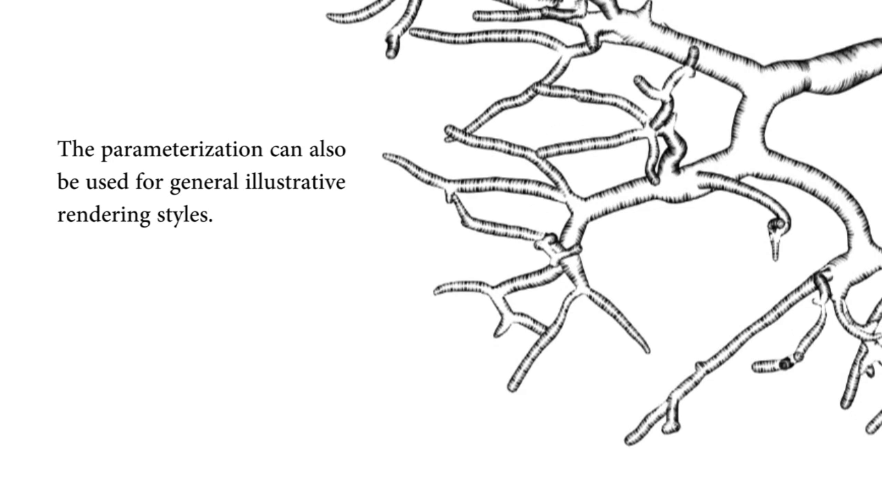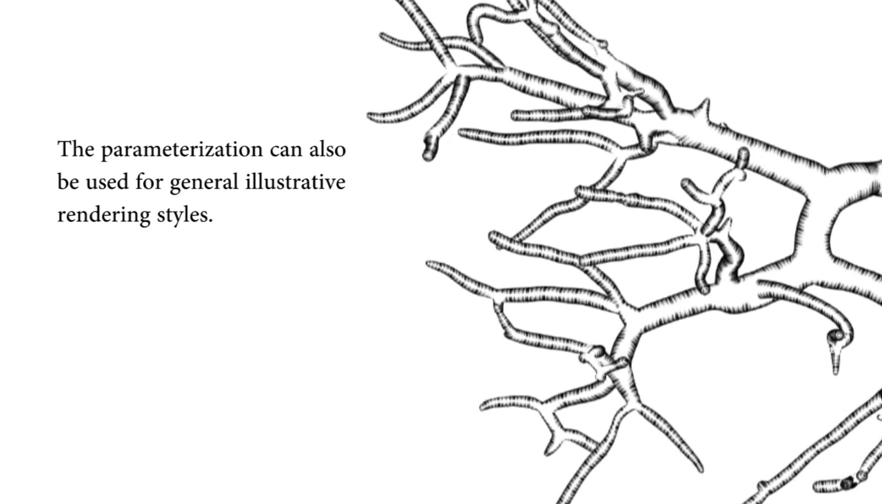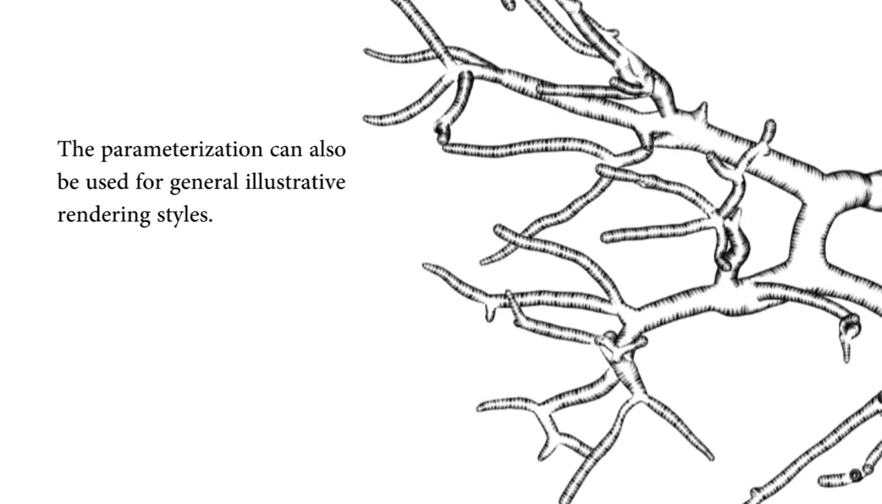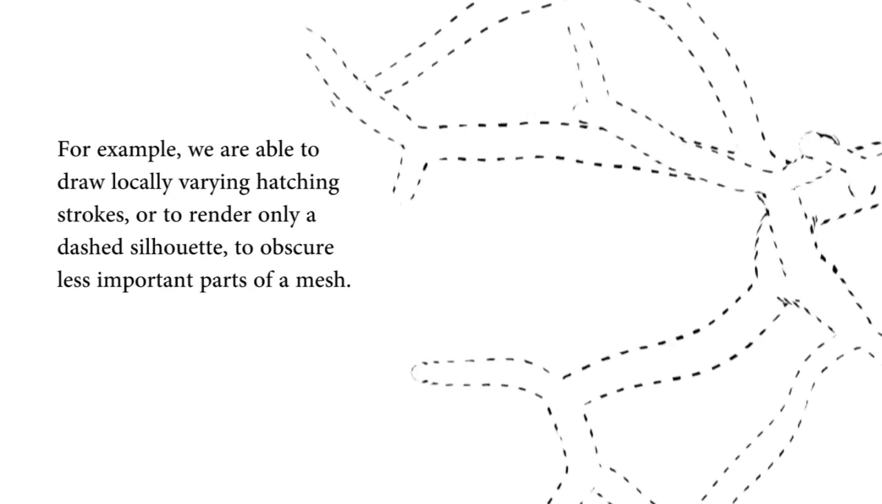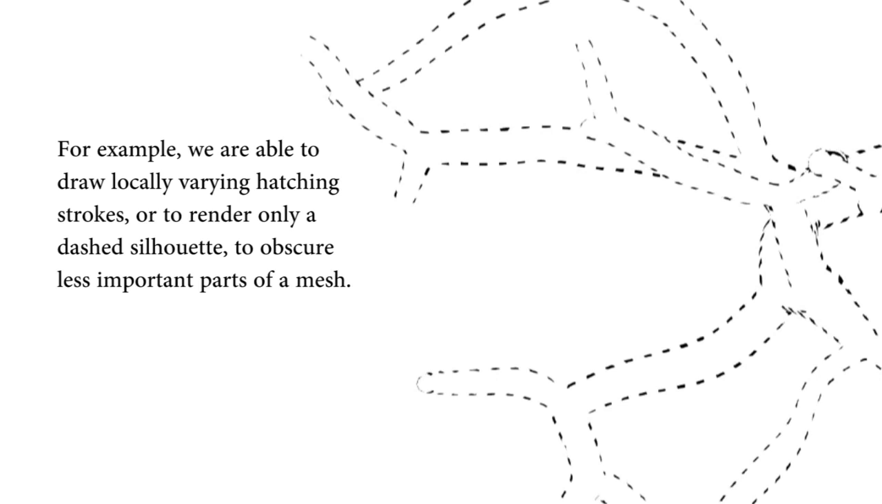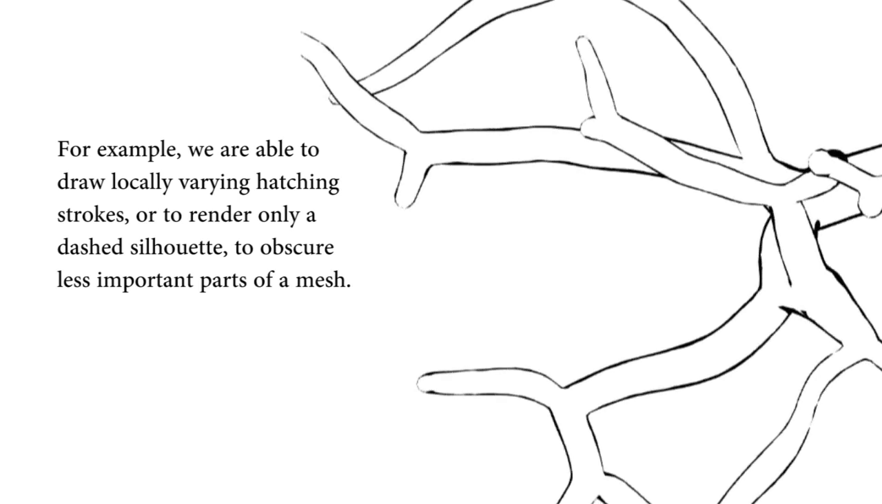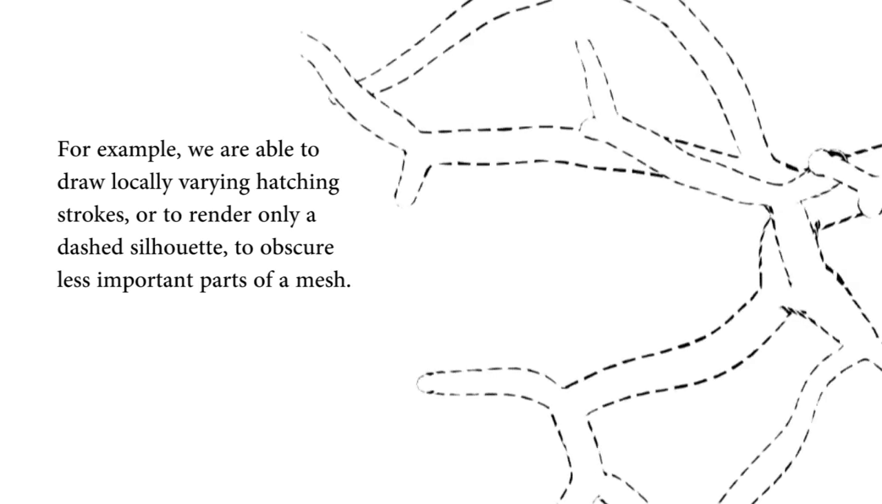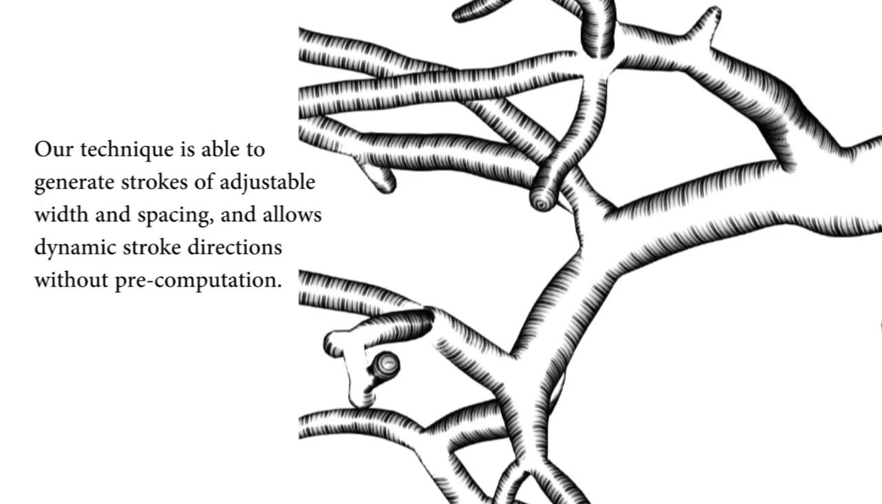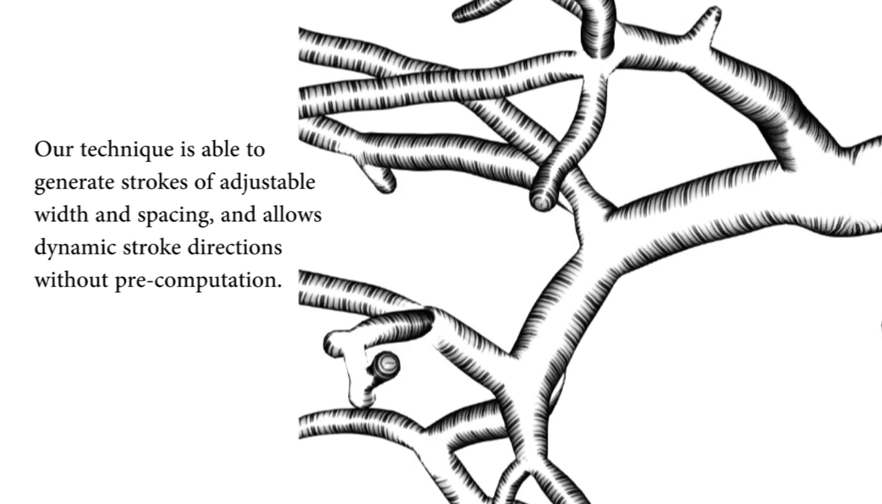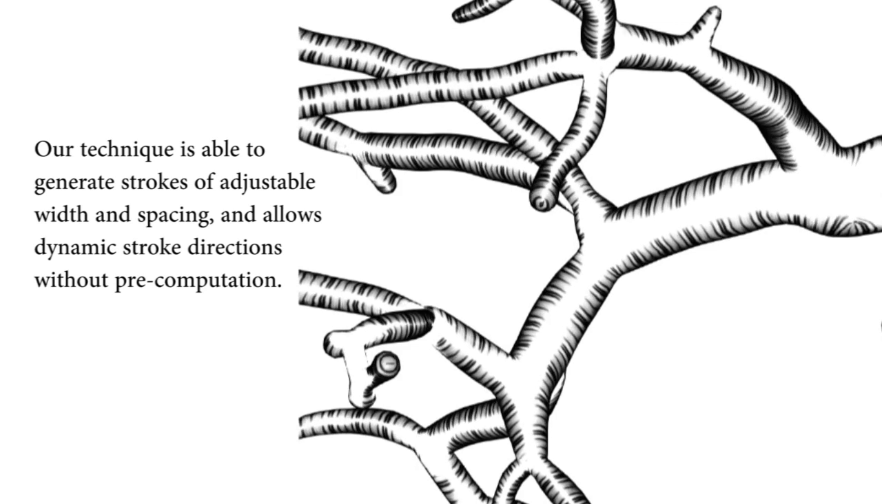The parameterization can also be used for general illustrative rendering styles. For example, we are able to draw locally varying hatch strokes or to render only a dashed silhouette to obscure less important parts of a mesh. Our technique is able to generate strokes of adjustable width and spacing and allows dynamic stroke directions without pre-computation.